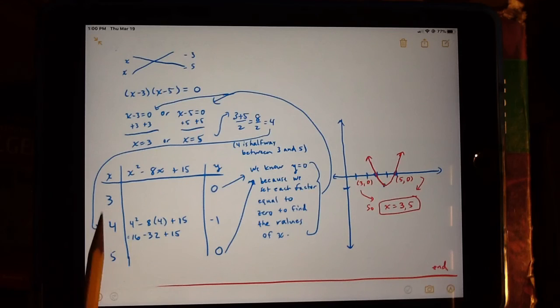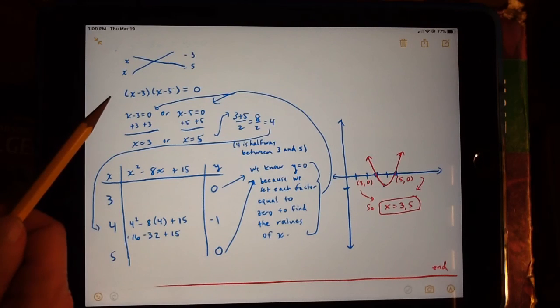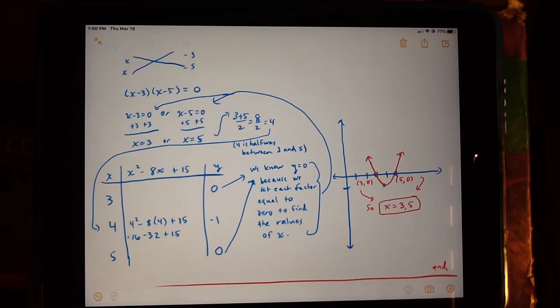Notice there's no work for me to put in the middle of my table of values there. I already know that when x is 3 and 5, y is 0. I found that out up here when I set x minus 3 and x minus 5 equal to 0 to find their values. I will have to work out my vertex y value, so when x is 4, here I am working out my corresponding y value, and I'm finding out that when x is 4, y is negative 1.